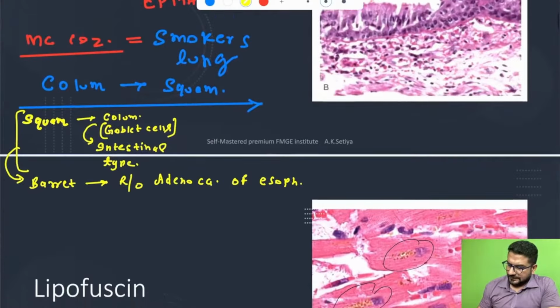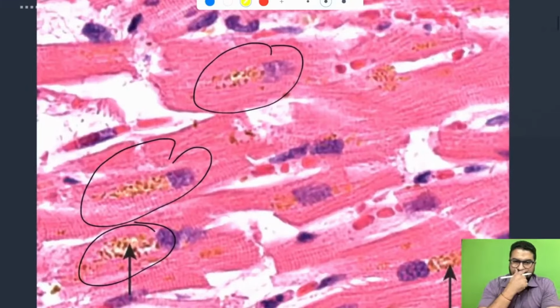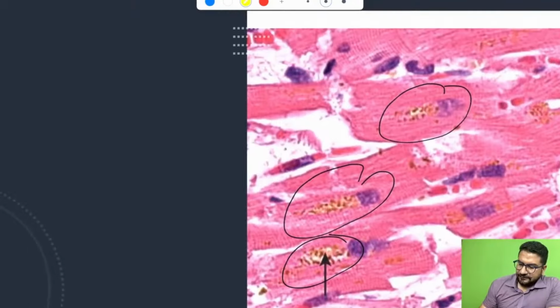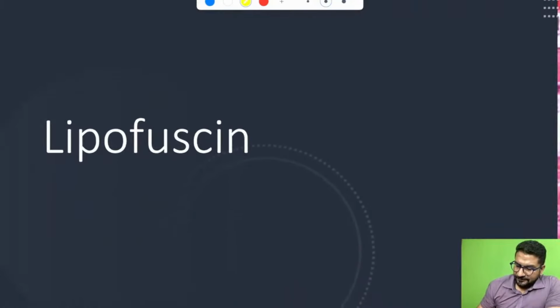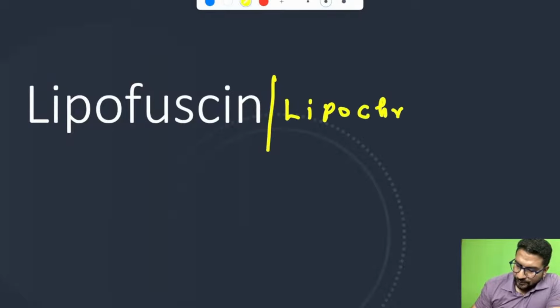Okay, now they sometimes ask you a question. This is like a brown color pigment. So first focus on this pigment. This brown color pigment, we also call by different names. So you can call this lipofuscin. We can call this lipochrome. We also call this urochrome.